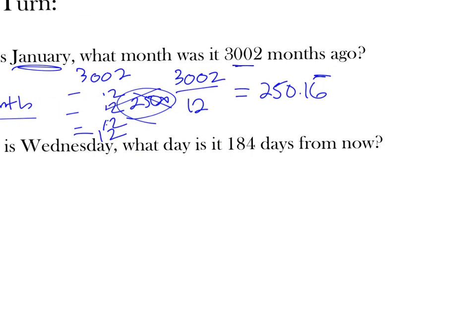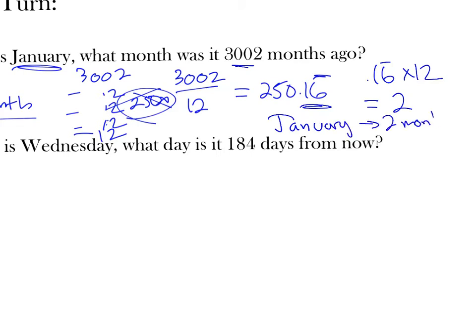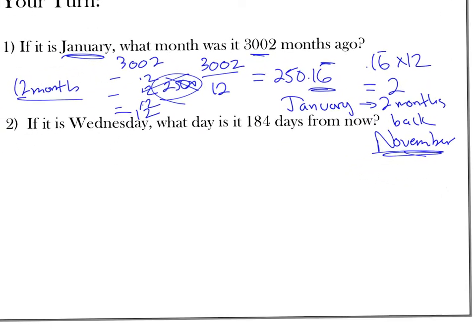So 3,002 months ago means you're going backwards in time. You're going to take this 0.16 repeating times 12, and you end up with 2. So you have to realize that you're in January, and you're going 2 months back from January. With January, go back to December, and go back to November. So November is going to be 3,002 months ago.